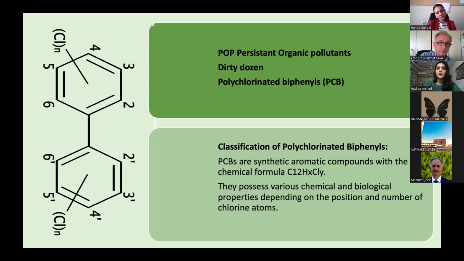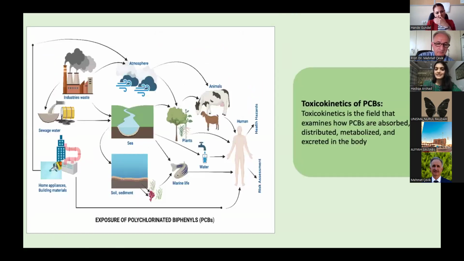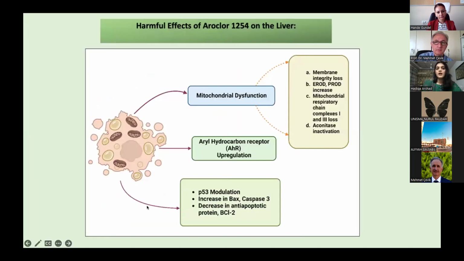Depending on how much chlorine is present, they are going to be toxic. For this reason, researchers and health indicators have arranged a parameter which we call the toxicokinetics of polychlorinated biphenyls, which will tell us how much PCB is present in the atmosphere, and whether it is risky or going to create problems. The next is Aroclor 1254.